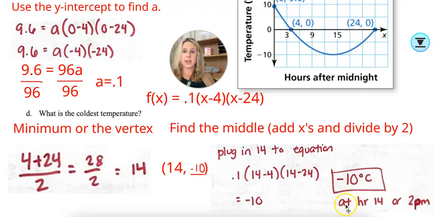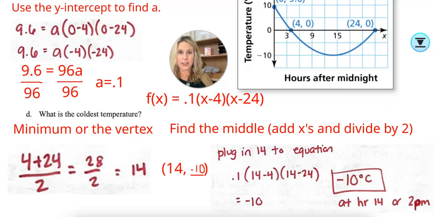This means that at hour 14, and again we started at midnight, so 14 hours after midnight would be about 2 p.m. So about 2 p.m. we're going to reach our lowest temperature of negative 10 degrees Celsius. Cool. All right, let me know if you have any questions on how to find the vertex of factored form.